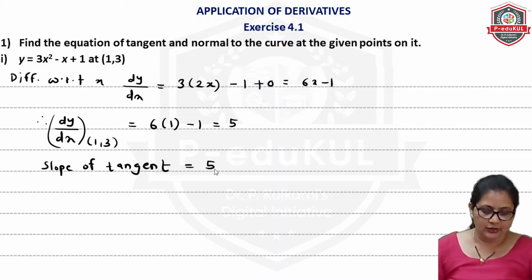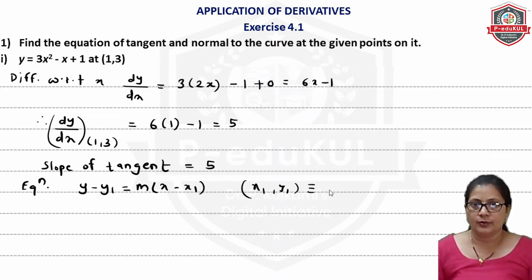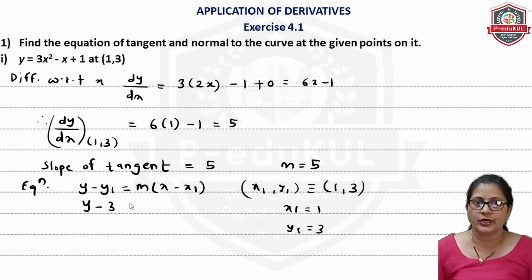Now I will write the equation. Point is already given. So now what I told you the formula for the equation: y minus y1 is equal to m into x minus x1, where x1, y1 are nothing but this 1, 3, and m is nothing but the slope, which is 5. Just see, x1 is 1 and y1 is 3. So these values are put into this. So y minus 3 is equal to 5 into x minus 1.